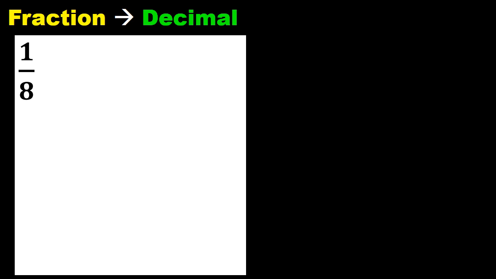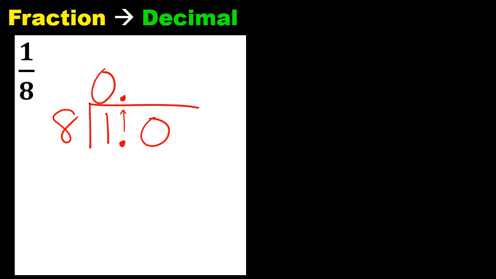And so what we're going to do is some good old long division here. So we're going to put 8 on the outside. We're going to put 1 on the inside. 8 cannot go into 1 yet, so I'm going to add the decimal point and a 0. And I'm going to make sure to bring my decimal point right above here. So 8 goes into 10 one time. So 1 times 8 is 8. So I subtract those. 10 minus 8 is 2.